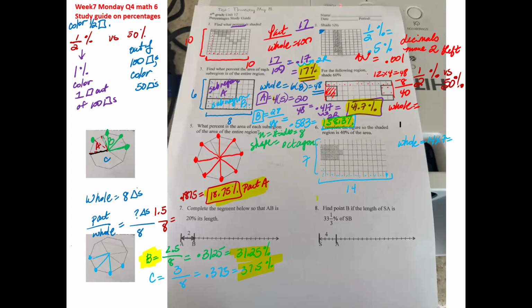How many is on the side? 7. So what's 14 times 7? 98. Okay, so your whole is 98. So it's almost 100, but not quite 100. Yes? Yep. All right, 40%. 40% of 98 squares equals how many squares that you have to color? So that equals 98 times 0.40.